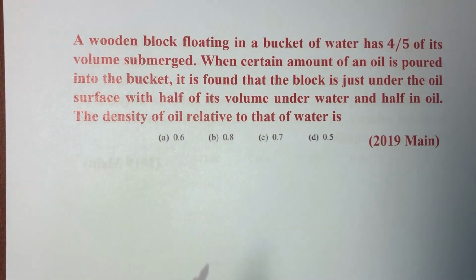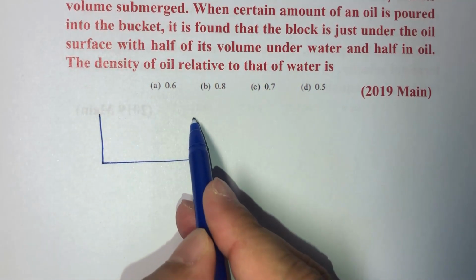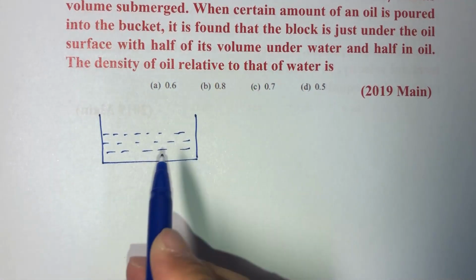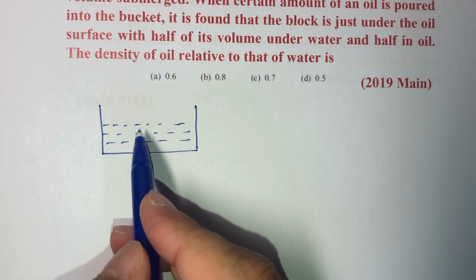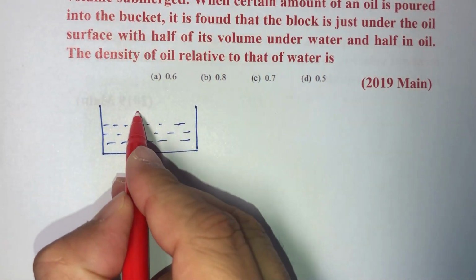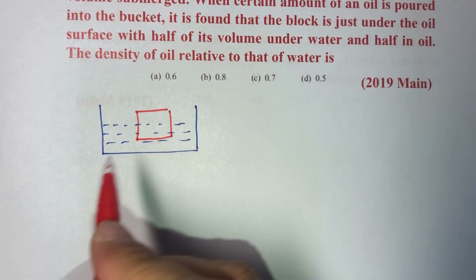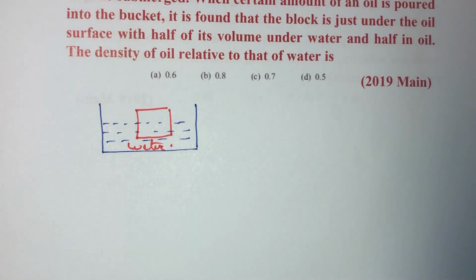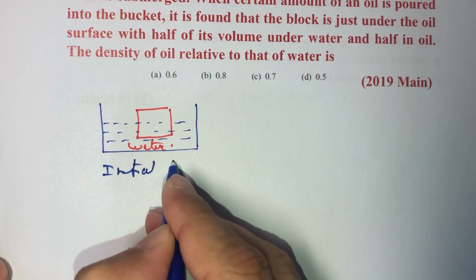So here we have two conditions. In the first condition, there is a bucket and this bucket only has the water. And in this case, it is given that a wooden block has 4/5 of its volume submerged in this water. Okay, so let us draw something like this. So 4/5 of the volume is submerged in the water. So this is only water. So this is our initial condition.